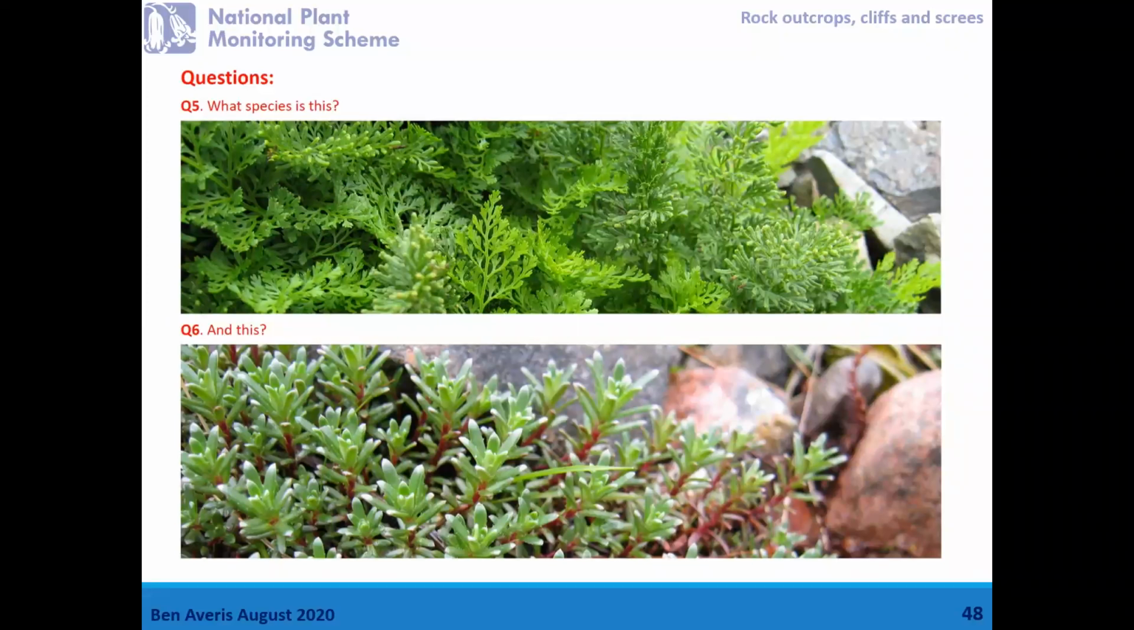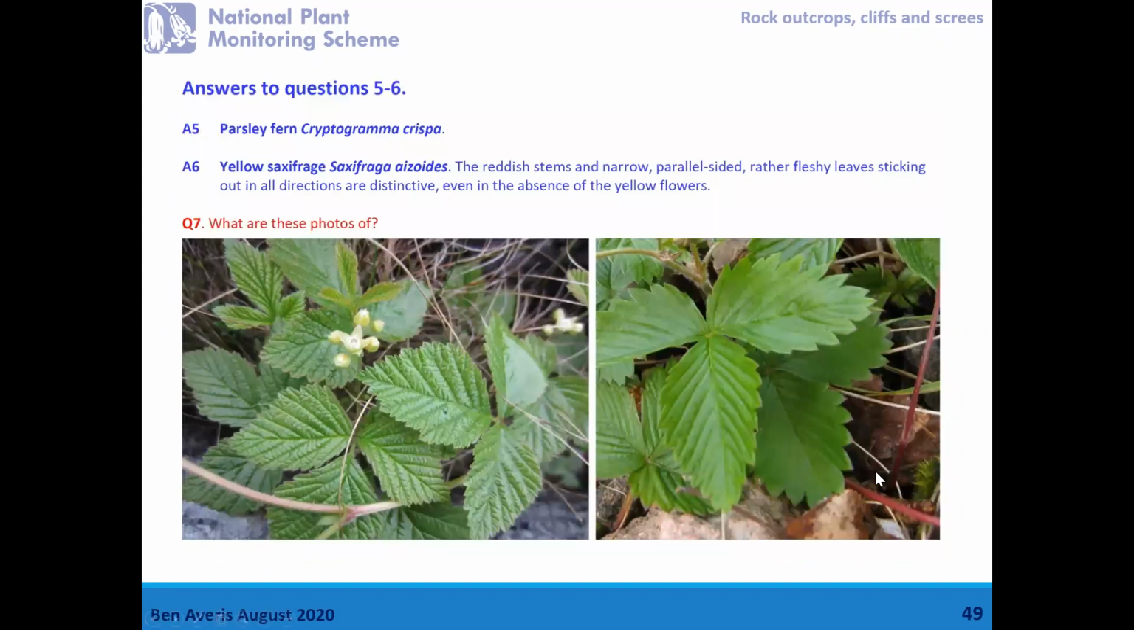Okay, so on the next page, there's the answers to those questions written down again, and we've got some more pictures here where you've been given a multiple choice. So I'll give you a minute to have a think about that.